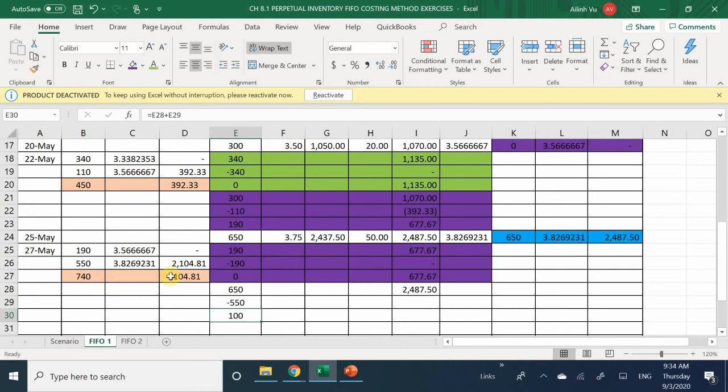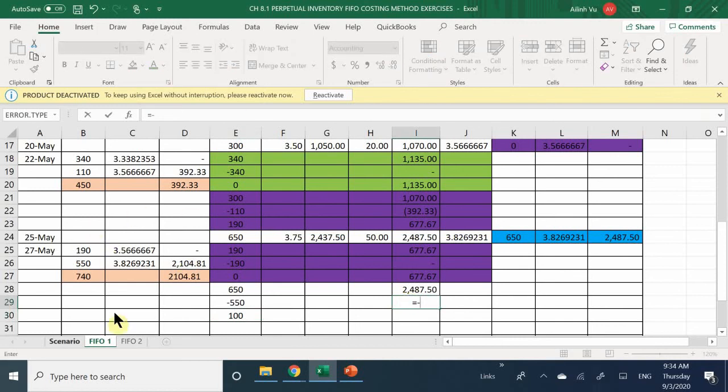There you go. So now I should have 100 units left in my blue batch. Okay. And then lastly, let's go ahead and subtract this total cost of my number here.